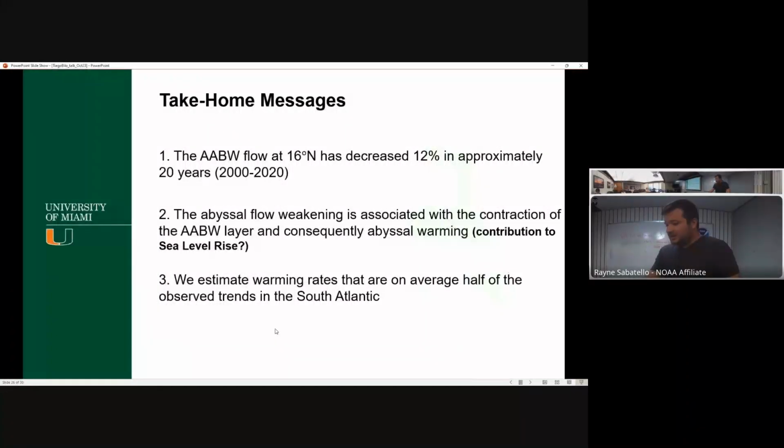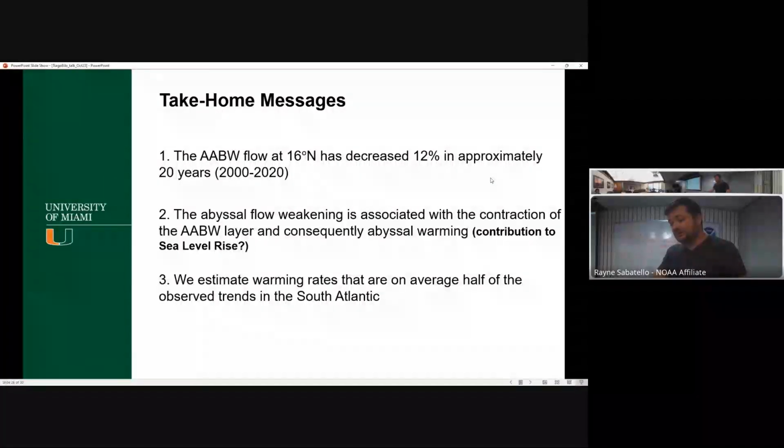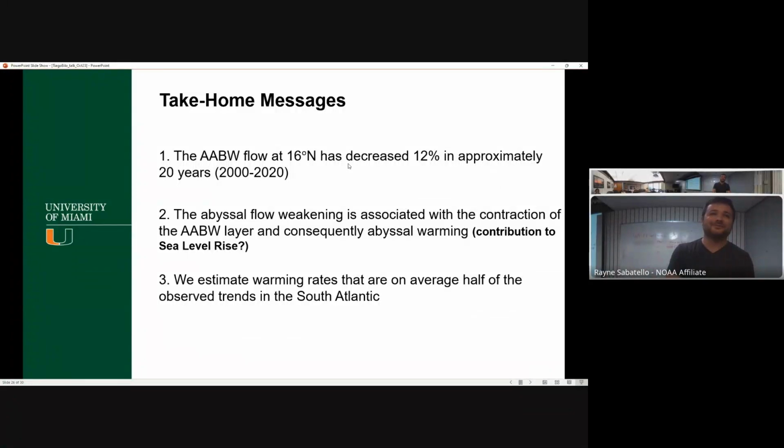And to finish my talk here, those are the take-home messages that I want you guys to remember, right? The first one, the Antarctic bottom water flow at 16 north has decreased around 12% in approximately 20 years, all right? And we were only able to make this calculation because we have 20 years. If you only had 10, if you only had 5 years, we would have a very different result due to the large interannual variability of this record.